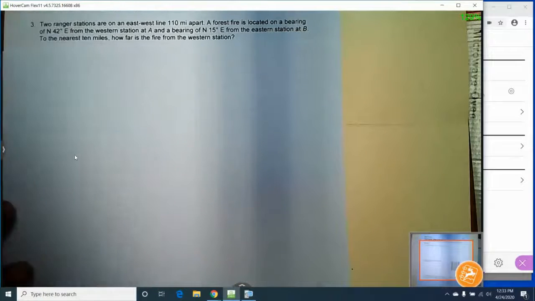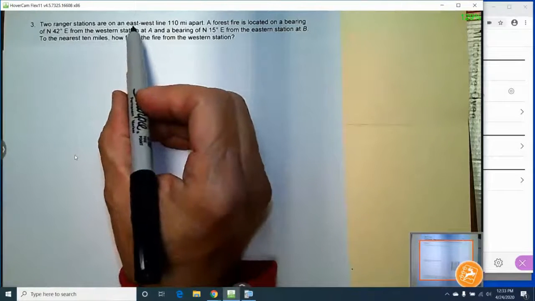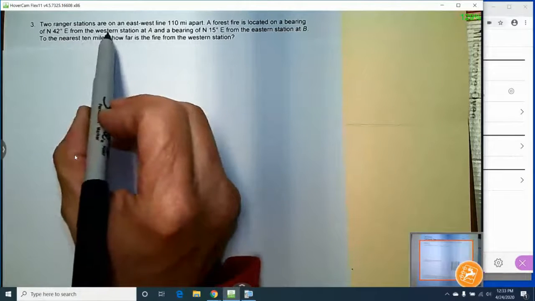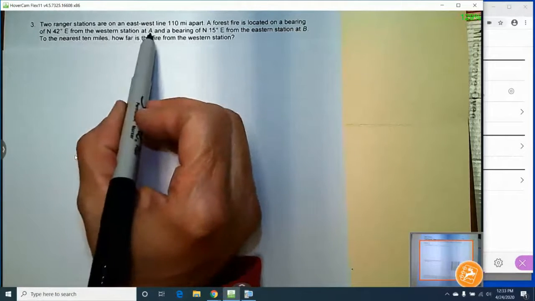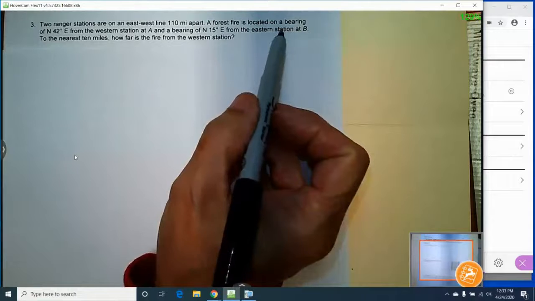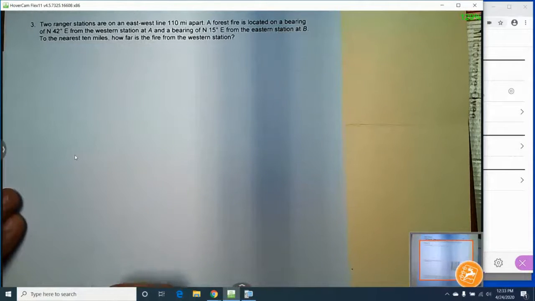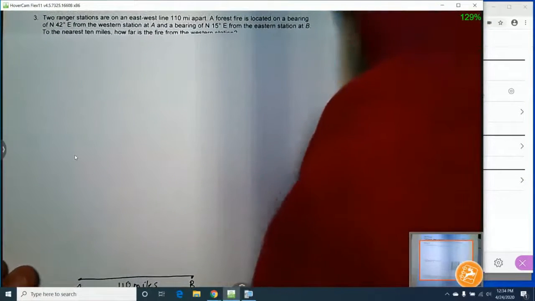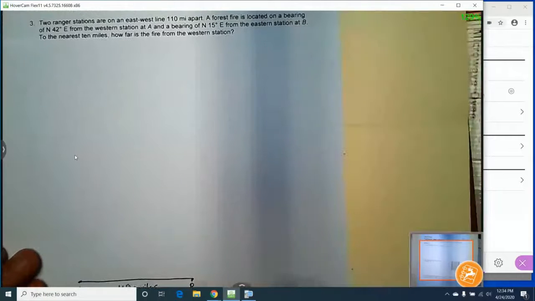So on this one, what we've got is the 2 ranger stations. It says they're on an east-west line. And then it tells you down here that this western station is at A and the eastern station is at B. So that means that A is the one to the west and B is the one to the east. So I'm going to put A here and B over here. And then it tells you that they're 110 miles apart.